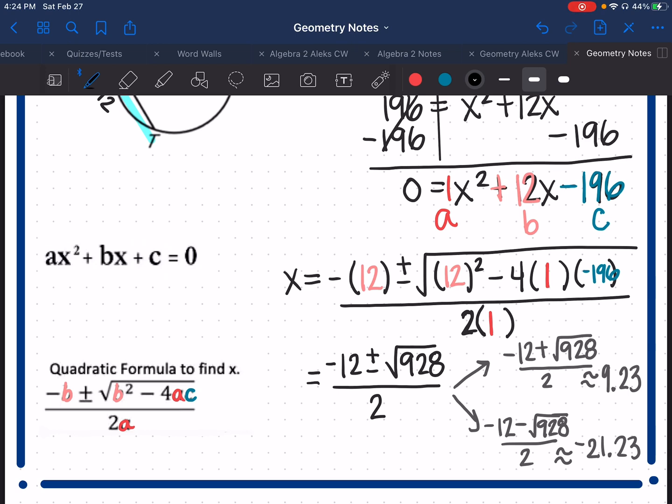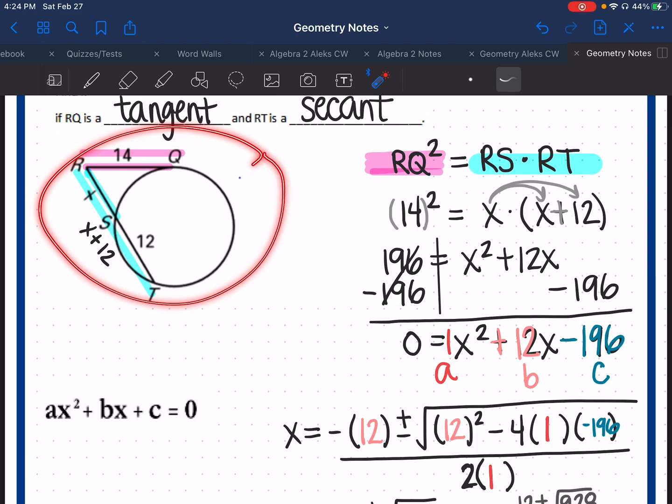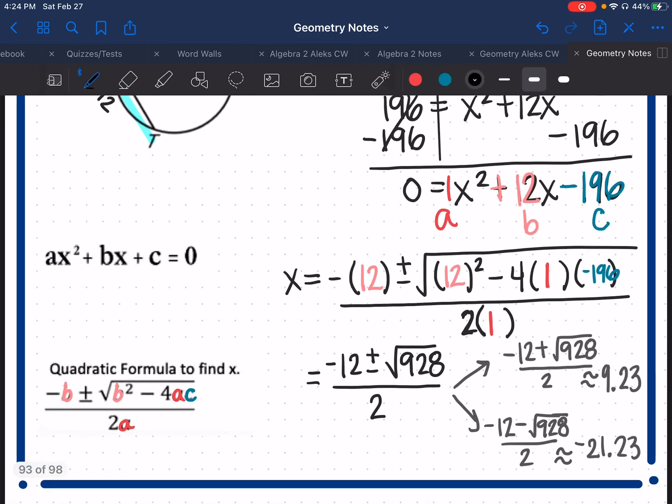That makes no sense because think about it in your real life. If you were making this figure for me out of any type of material, wood or straws or spaghetti, could you measure me a negative 21.23 centimeter piece of some kind of material? No, you can't. You cannot measure a negative piece. It doesn't make any sense. So this is not an answer that we would use in geometry because we're tying it to that shape. And this would be our final answer.